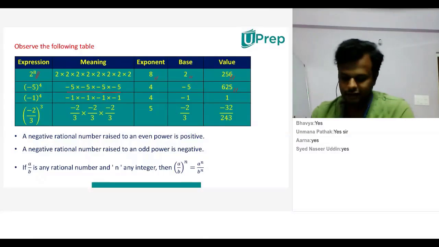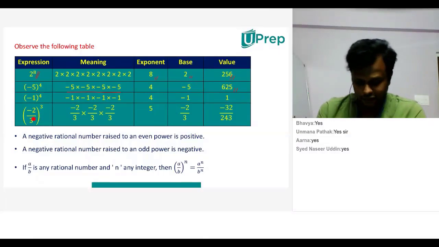So this way, we have negative fractions also. When the fraction is negative and you're multiplying this number 3 times, you see the final number also has a negative sign, because minus into minus is plus, and then plus into minus is minus. So that's the reason we are having the overall value as negative. But if you observe in this case, minus is being multiplied 4 times. Minus into minus is plus, plus into minus is minus, and then again minus into minus is plus. So my number is positive here.